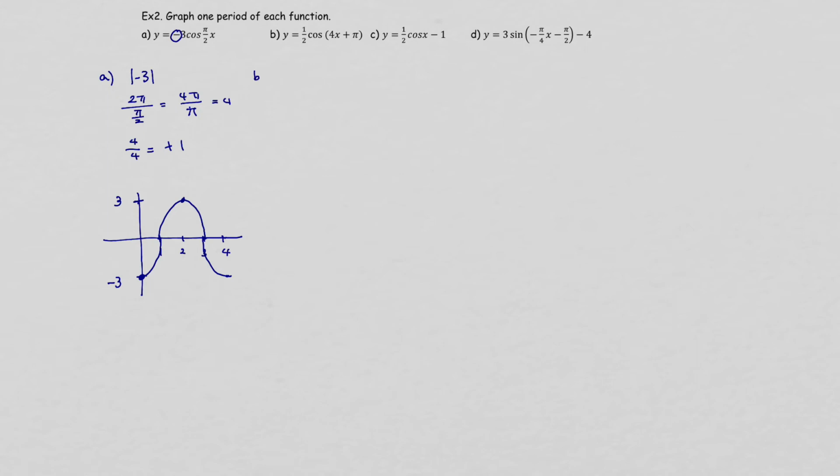Let's try another one. What about if this time you have 1/2 cosine of 4x plus pi? Here you can find the amplitude, the absolute value of 1/2. You can find the period, 2 pi over 4, which is pi over 2. And then the horizontal shifting is going to be negative pi over 4.